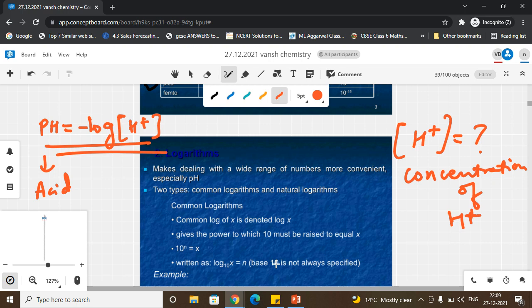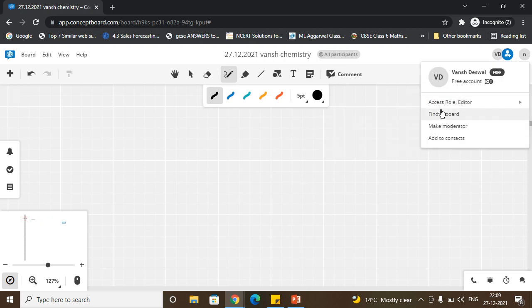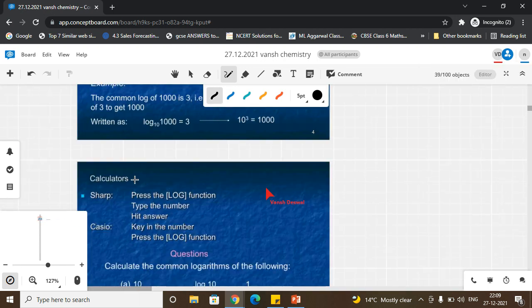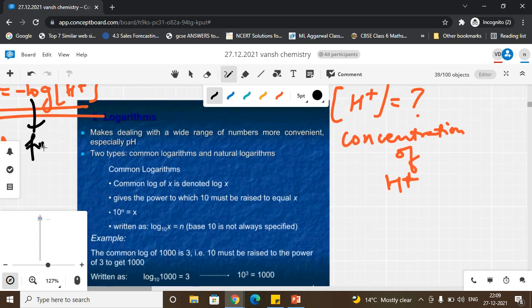So what is pH? pH is minus log of the H positive ion concentration. Log is a logarithmic function. Now, what do we mean by function in mathematics? A function is an application of a certain thing. Now, I'll tell you why we are using logarithms. What is the use of logs in mathematics?